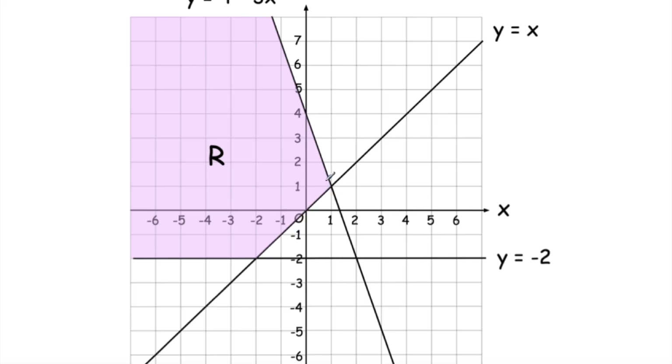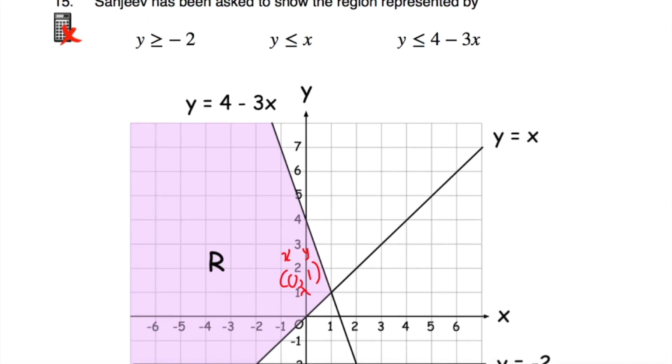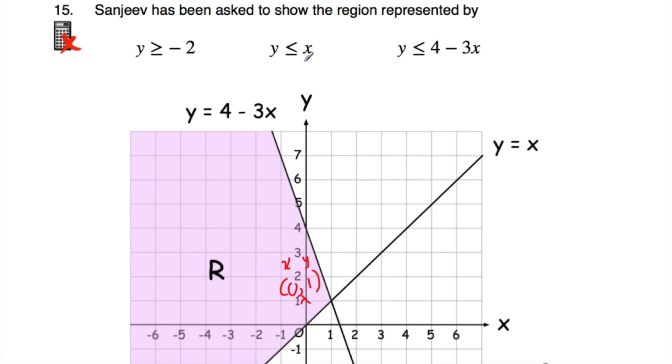Has he shaded in the right side? So let's choose a point that's not on the line. I'm not going to choose the origin. I'm going to choose a point that's inside his region. So let's choose this point here, the point 0, 1. That's 0 across, 1 up. So it's got an x coordinate of 0 and a y coordinate of 1. The inequality was y is less than or equal to x. So here we've got y, which is 1. 1 is less than or equal to 0. Well, 1 isn't less than or equal to 0, so that's not true. So that means that that point isn't in the region that's been accepted.